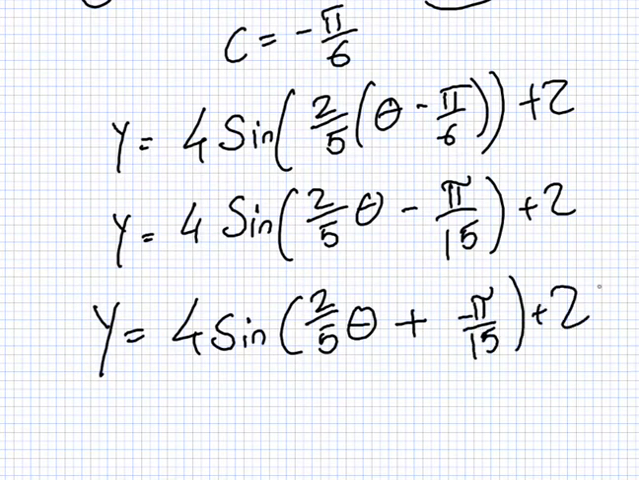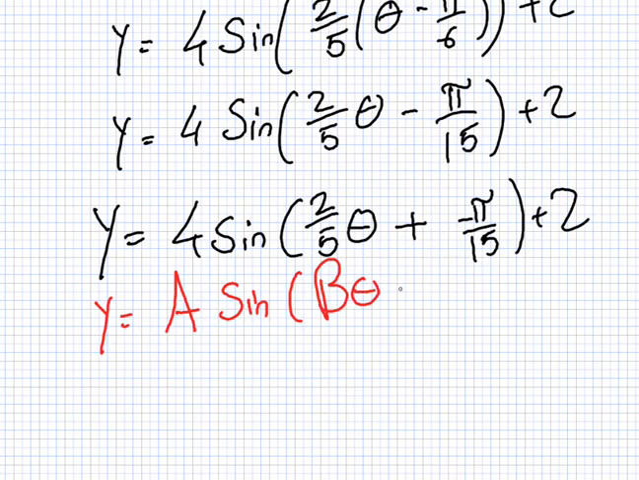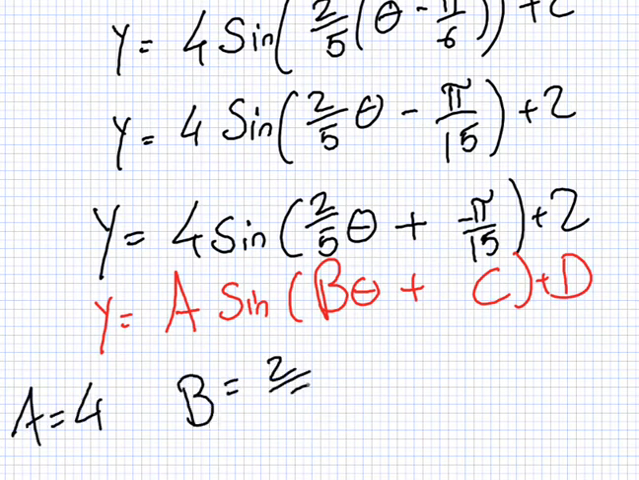Now the reason I did that is because the answer, they want the A, B, C, D. And they say that y equals A sine B theta plus C plus D. So you can see that A equals 4, B equals 2/5, C equals minus pi over 15, and D equals 2.